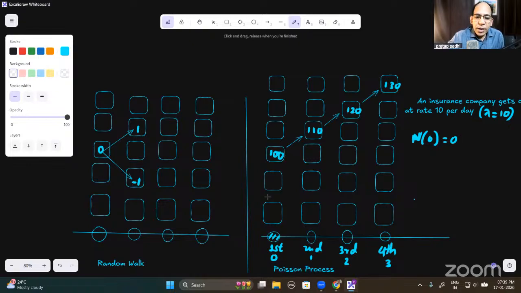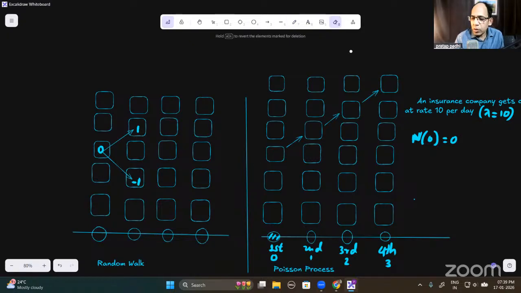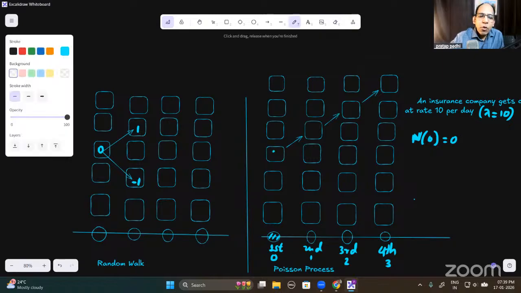I've started from 100, which means this is not 0. If I write this 0, I think I wanted to introduce another one here, but I forgot. Okay, I will do that, no problem, so that there will be no confusion. This only I want to make Poisson process 0. The rate I've written only 10, 20, 30.